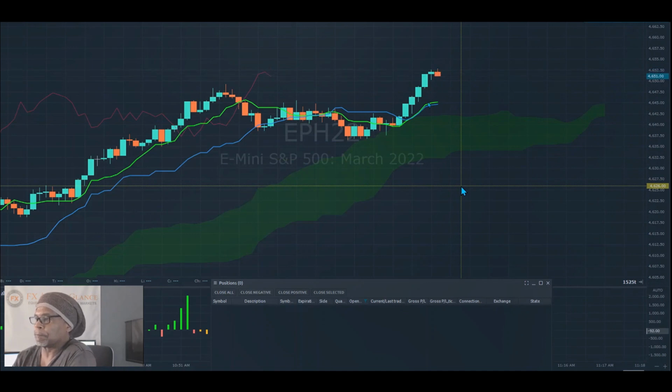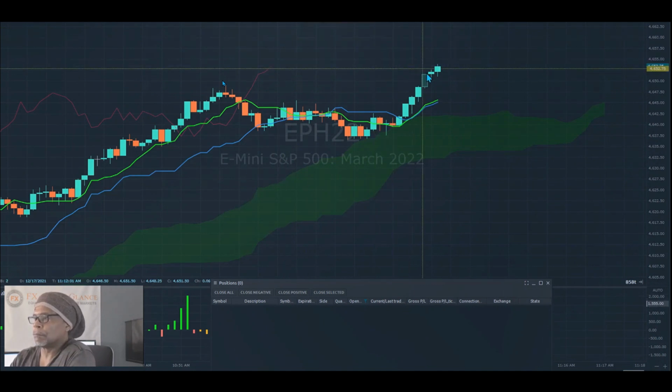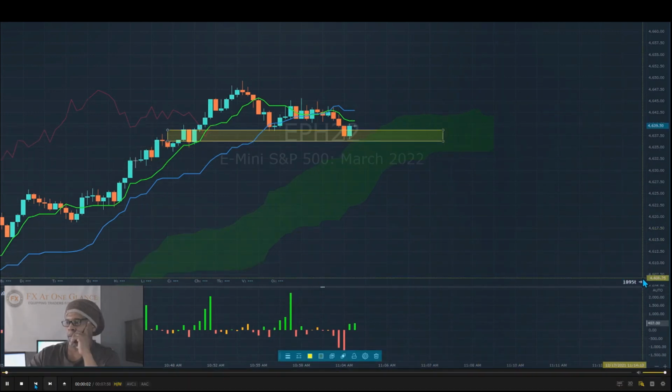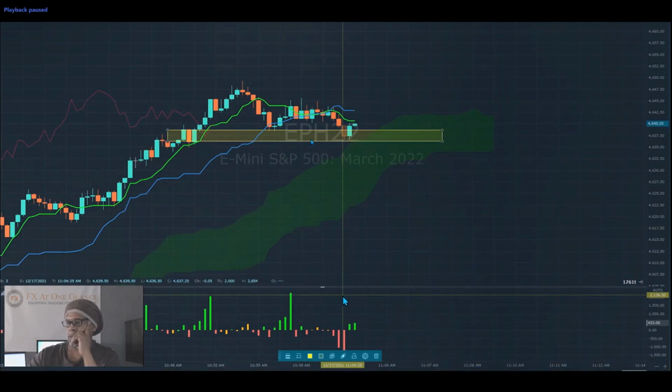Took that 3,000 profit. The market pushes up a little bit higher, but eventually we get a Kumo breakout to the downside. All right, so this is done. We stopped recording, and now it's starting back over. So no need for us to watch it over again, right?